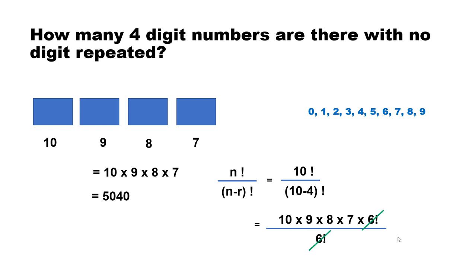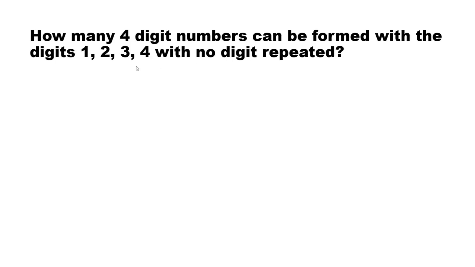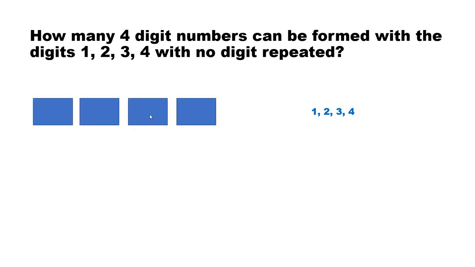How many 4-digit numbers can be formed with the digits 1, 2, 3, 4 with no digit repeated? So available digits 1, 2, 3 and 4, and we are taking 4 at a time, or we are forming 4-digit numbers. So the first one can be filled up in 4 ways, second one in 3 ways, third one in 2 ways, and the last one in 1 way. So the number of ways in which 4-digit numbers can be formed using the digits 1, 2, 3, 4 is 4 times 3 times 2 times 1, and that is equal to 24.